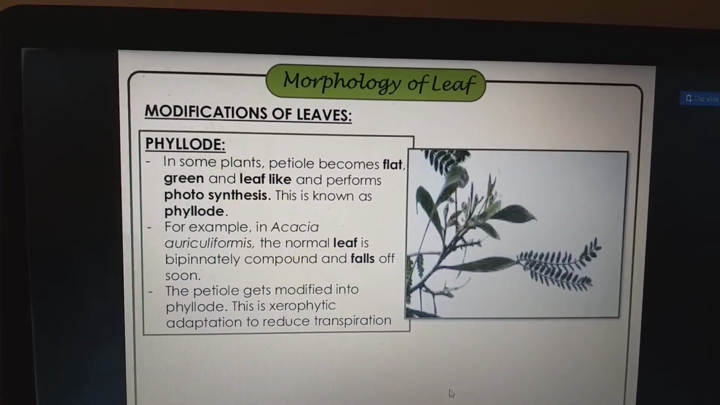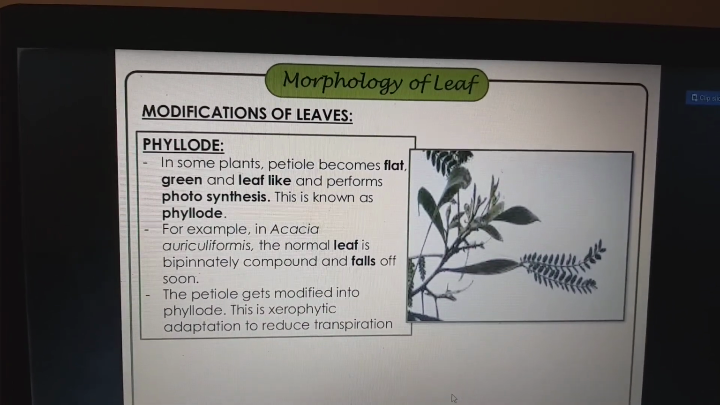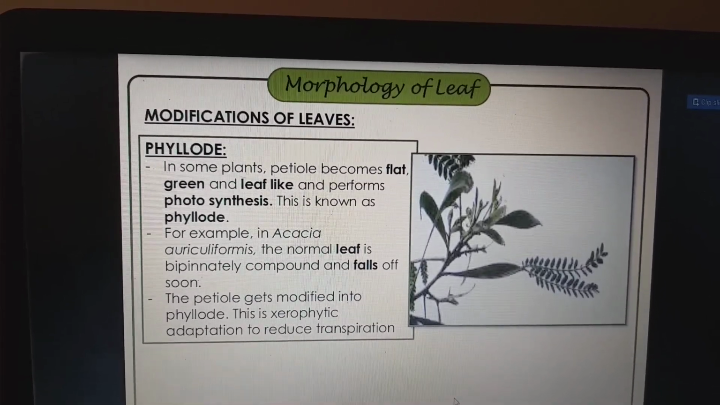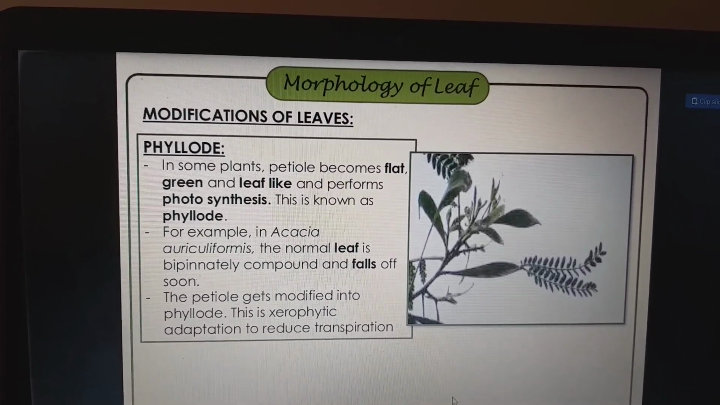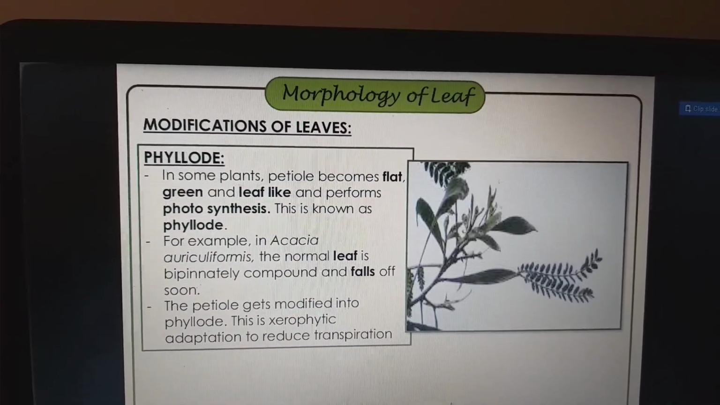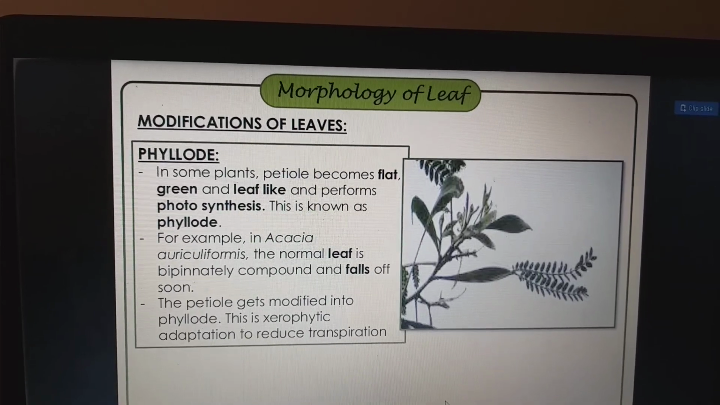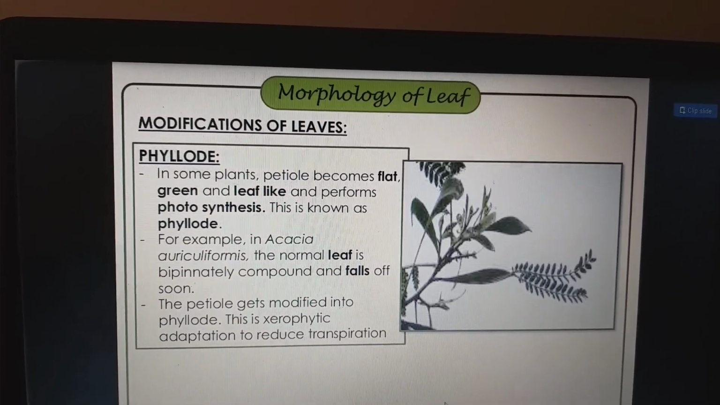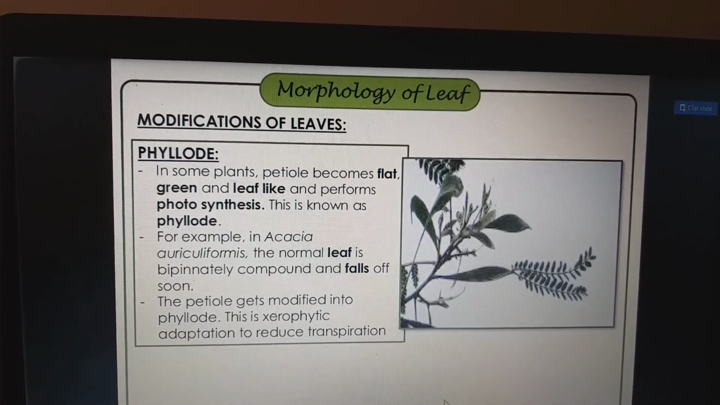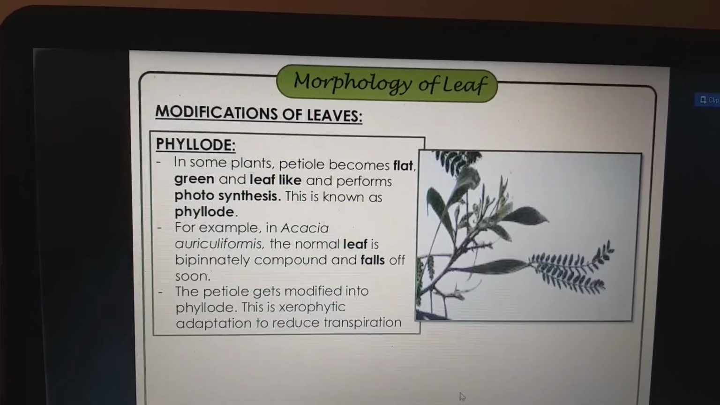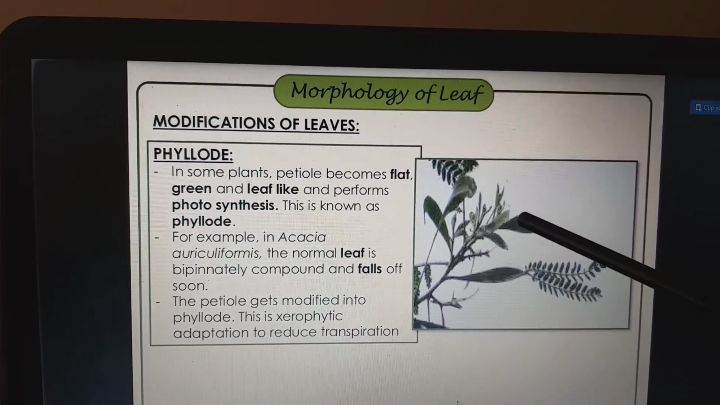Next, phyllode. Coming to the phyllode, in some plants the petiole becomes flattened, green and leaf-like and performs photosynthesis, which is known as phyllode. For example, in Acacia auriculiformis, the normal leaf is bipinnately compound and falls off soon. So the petiole gets modified into a phyllode. This is a xerophytic adaptation to reduce transpiration. So this is the phyllode.